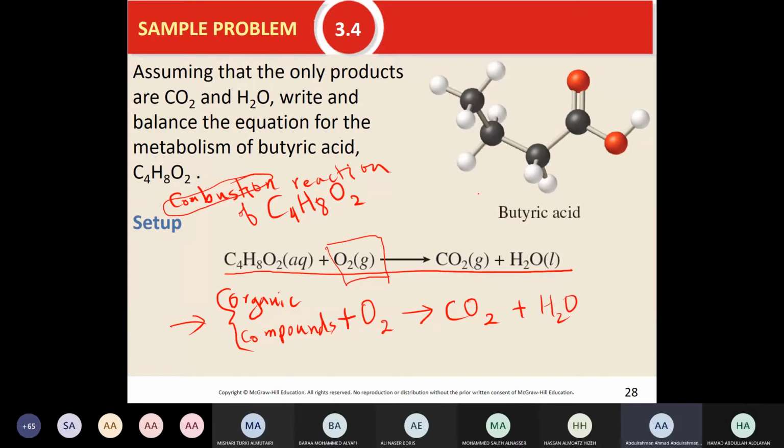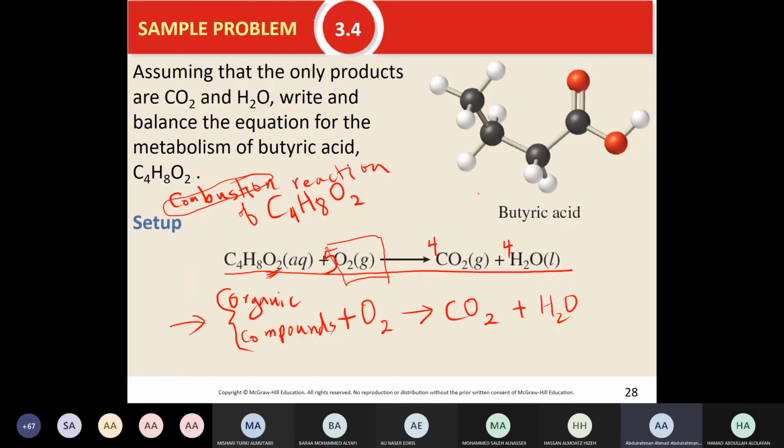Yes. What did you write here? 4 here, and 4 in the water, and the oxygen atoms in the reactant, 5 in the oxygen, exactly. 5 in the oxygen, because we have already O2 here. Always when you balance this equation, start with the carbon and then the hydrogen and keep the oxygen the last thing. Don't start with oxygen.